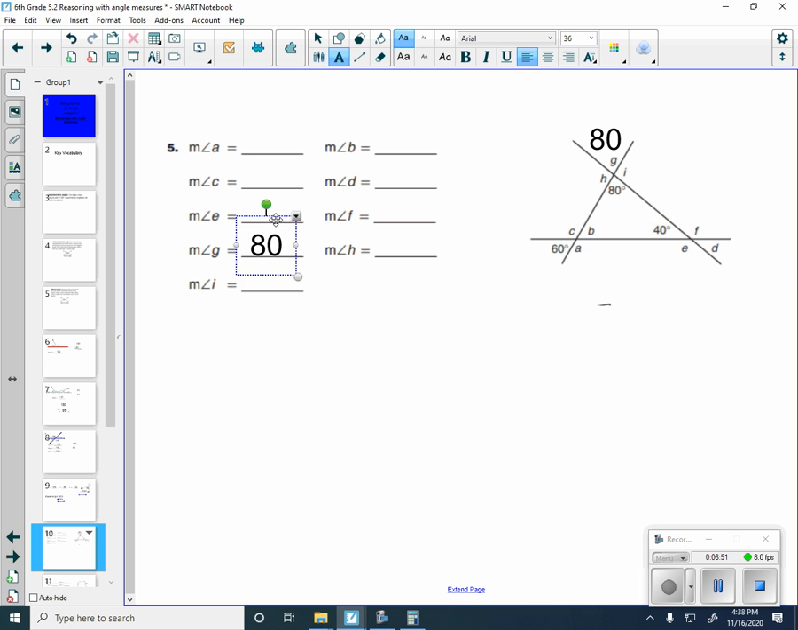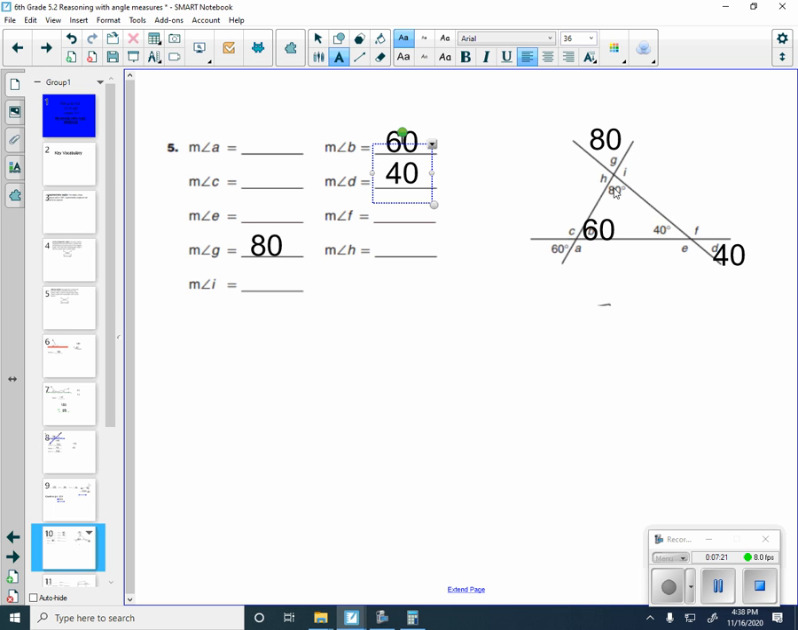Okay. What's another thing we know? We know that B is worth 60. Put a 60 in there for B. We know that F is worth, we're not sure what F is yet. We know that D is worth 40. So any other ones we know? We don't. But this is a straight line here.